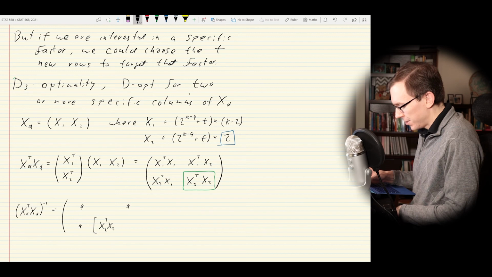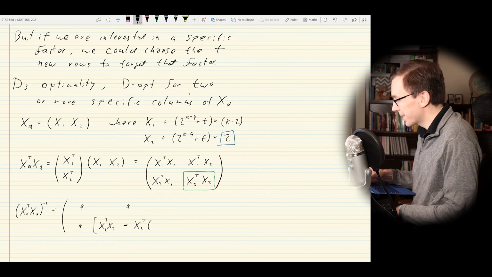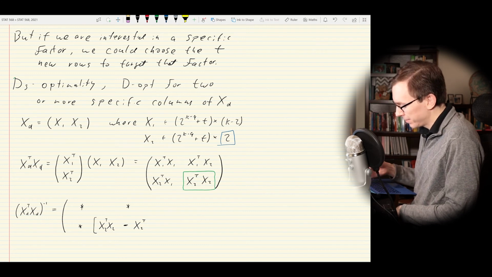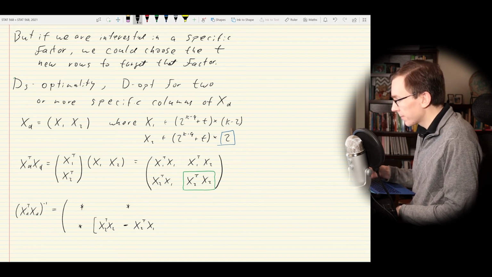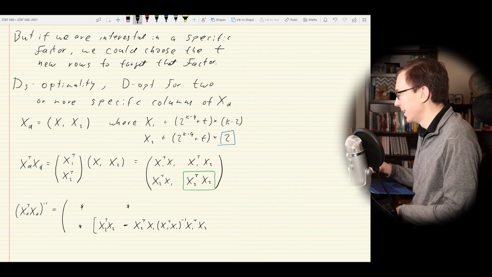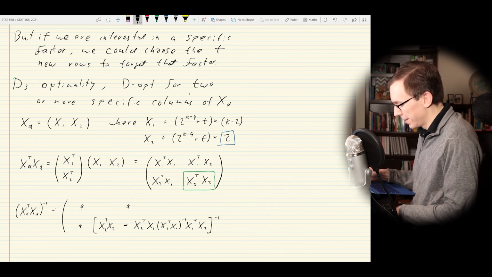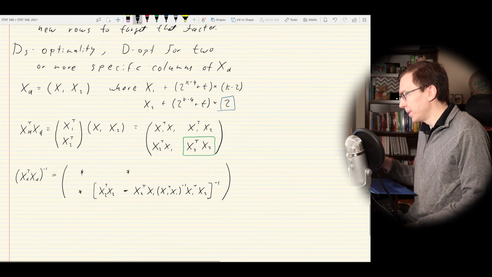It's going to be X2 transpose X2 minus X2 transpose X1, and what else do we have? X1, that's right, this is that hat matrix again: X1 transpose X1 inverse, X1 transpose X2, and the entire thing is inverted. Okay, so that looks kind of terrible.